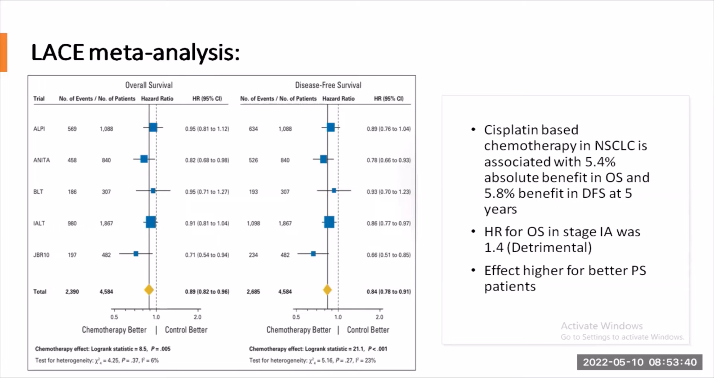Again, LACE also suggested that the effect was higher for better PS patients, 0 to 1 PS. Those patients had a higher benefit of adjuvant chemotherapy. Another important thing in this particular trial is that only vinorelbine-containing cisplatin doublets had a higher cisplatin dose of around 300 milligram per meter square. The rest all had lesser doses of cisplatin.